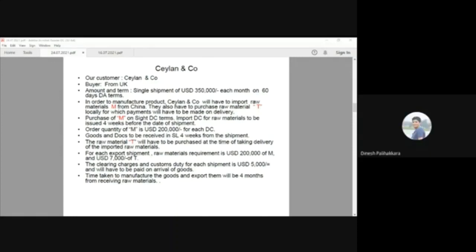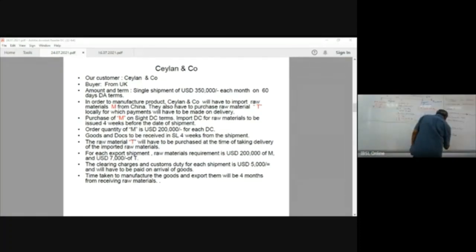4 times or 2 times? 2 times. Take 2 times. US dollars. 700,000 into 109. That's it. Those are the facilities.